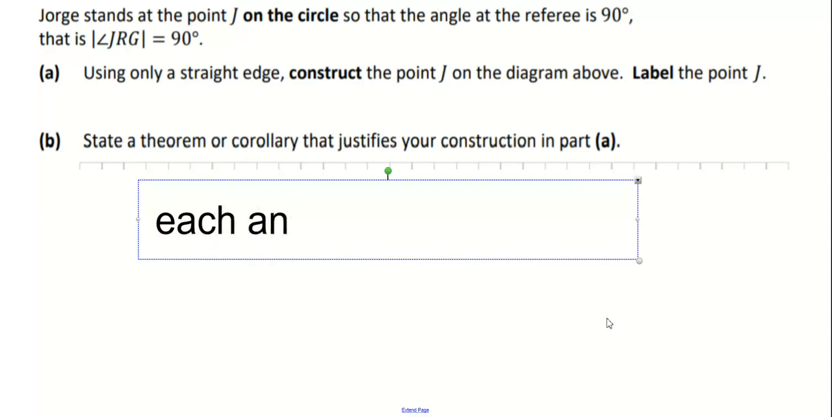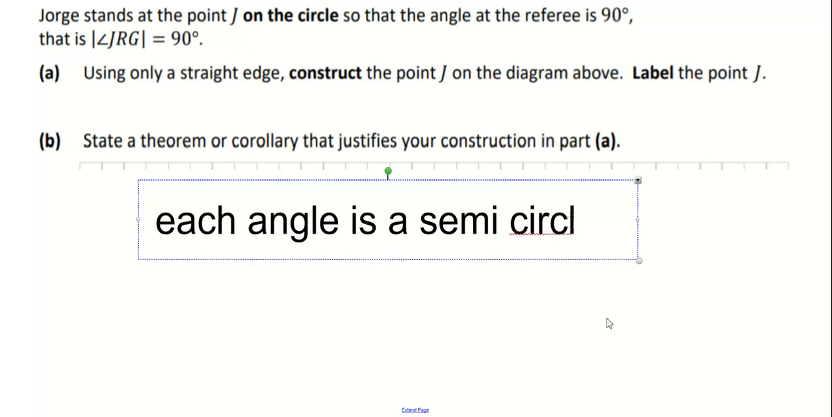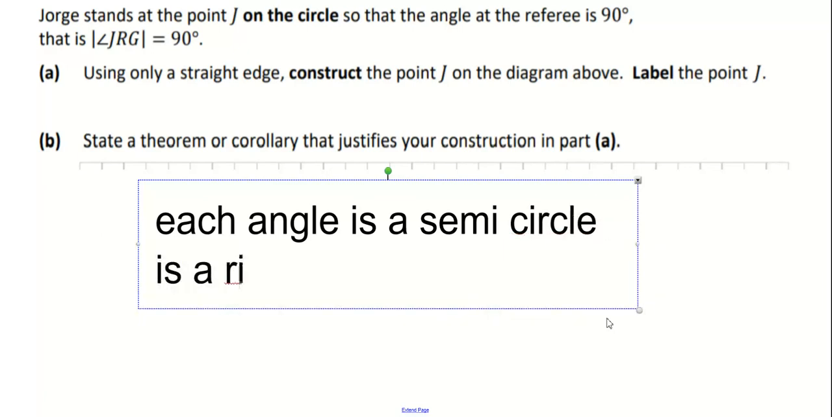Each angle in a semicircle is a right angle. Basically, any 3 points on a semicircle, provided 2 of them form a diameter, make a right angle. Okay.